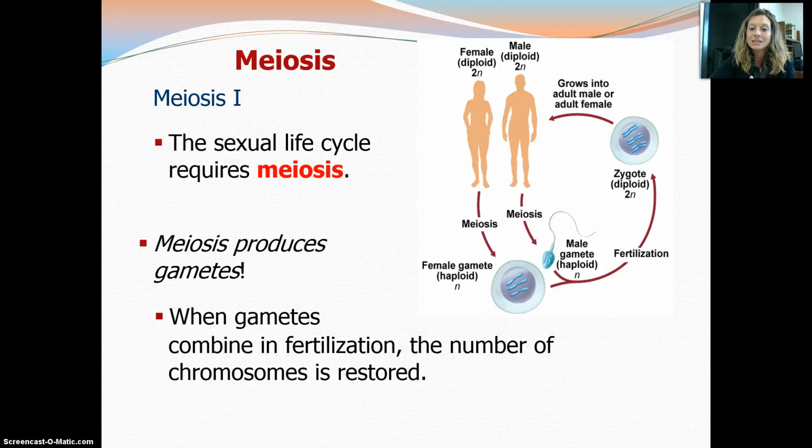When gametes combine during fertilization, that is when the chromosome number is restored, and then that cell is going to go through mitosis. Okay, so we've got your male and your female. Male produces the sperm, the female produces the egg. These haploid cells are produced as a result of meiosis. They join together during fertilization, and that zygote, which is a fertilized egg, is your first diploid somatic cell. And then that goes through mitosis and becomes your either male or female.